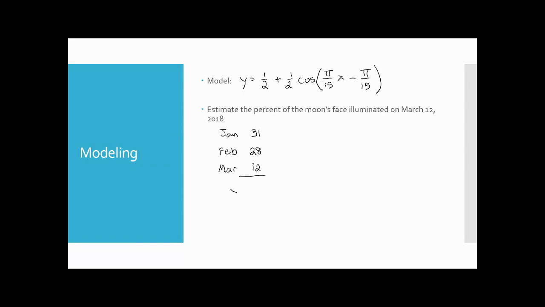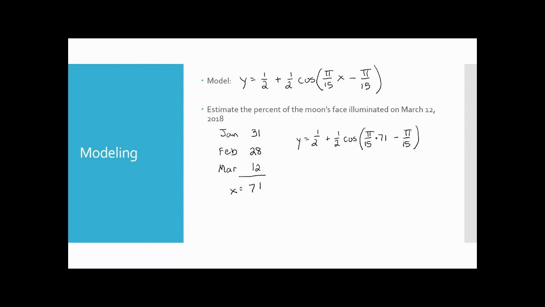So we're going to add all of these up so that we can find out what day of the year March 12th was. That comes out to 71, so x is equal to 71. If we want to estimate what percent of the moon is illuminated on March 12th, we want to plug 71 into our model. So y equals 1/2 plus 1/2 cosine of pi over 15 times 71 minus pi over 15.